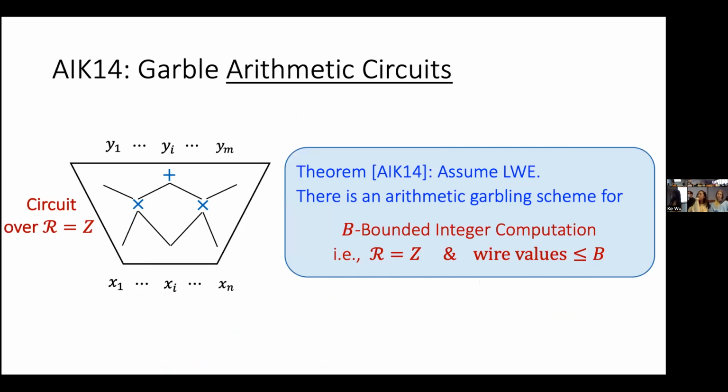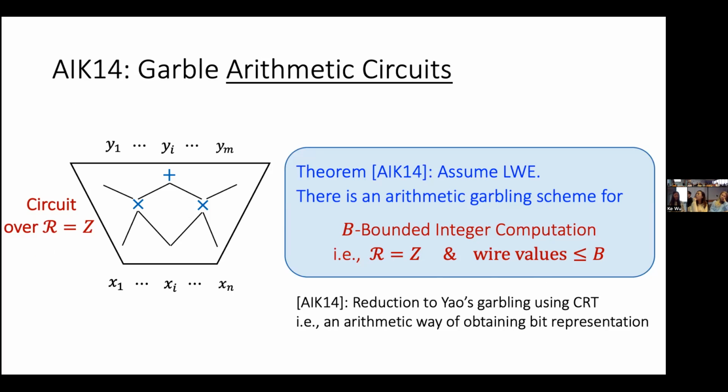They actually showed a theorem that we can indeed achieve arithmetic garbling, but for a very specific type of computation, which they call integer computation. So basically the ring is exactly the ring of integers. But of course, when you consider the ring of integers, you're thinking about values that are not unbounded, right? Ultimately, the values are bounded by some upper bound. So they call this B-bounded integer computation, meaning that the wire values are always smaller than or equal to B. And for this kind of computation, they show that you can achieve the previous definition based on LWE.